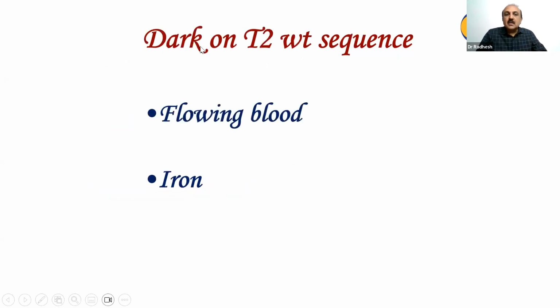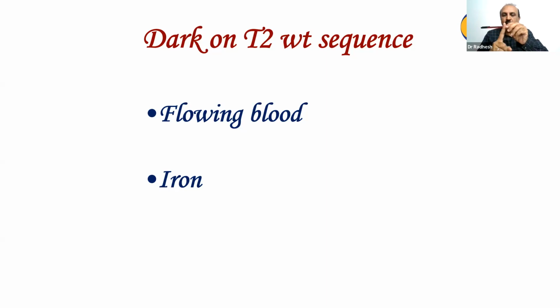Now, things which look dark on T2, everything looks white on T2 because you have allowed a longer time for the protons to recover. But there are two things which look dark. Flowing blood, second is iron. Flowing blood, why does it look dark? Because the blood is flowing inside a blood vessel.